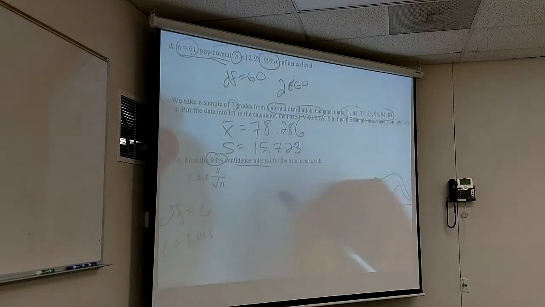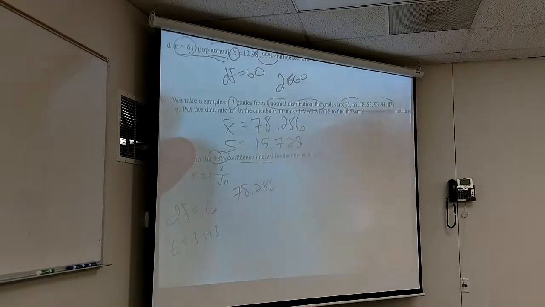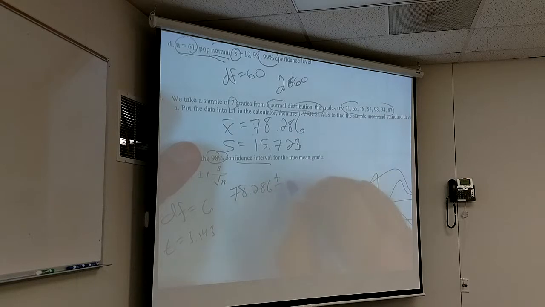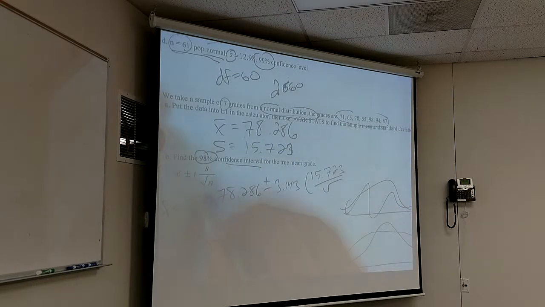That's it. So now we just throw everything we know in. We know 78.286, depending on how far you rounded that, give or take 3.143 of these things divided by the square root of 7.